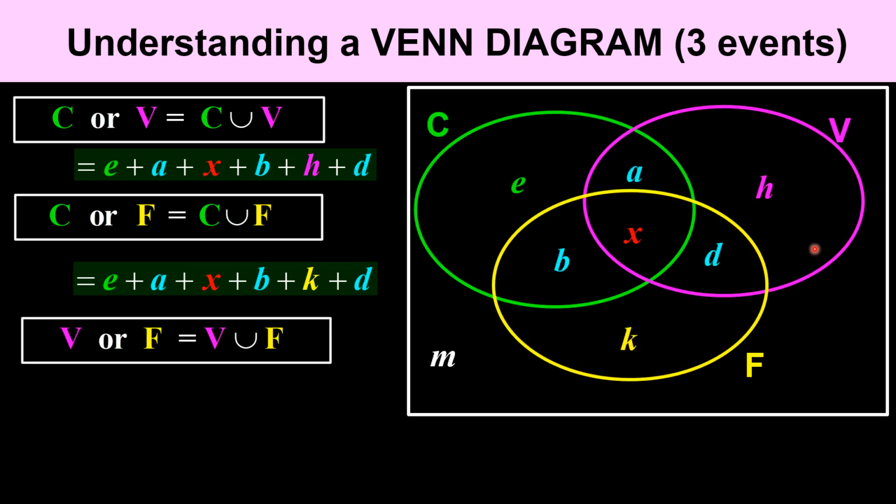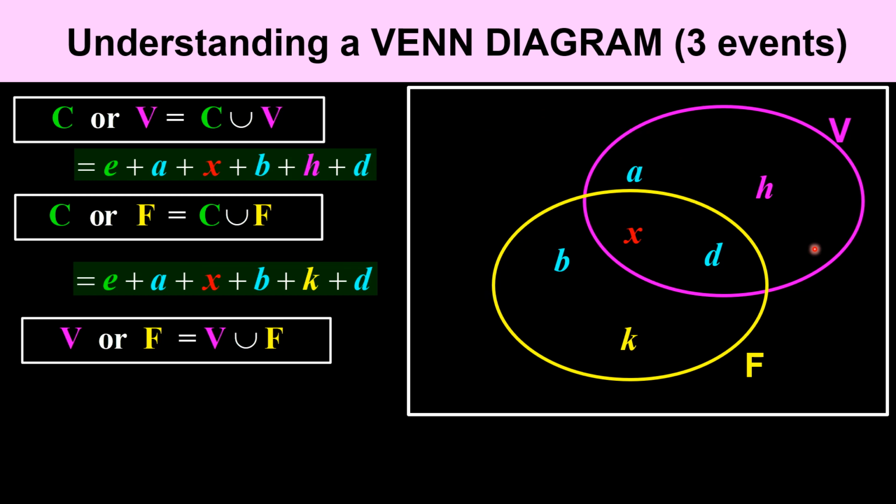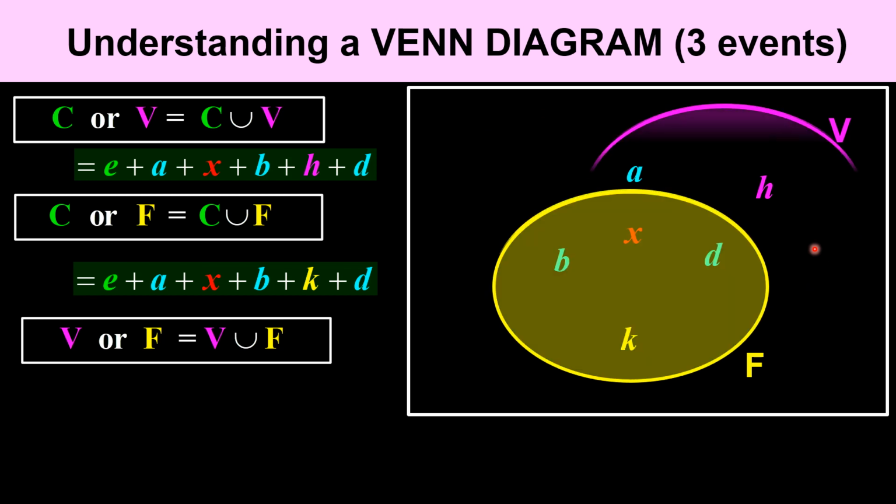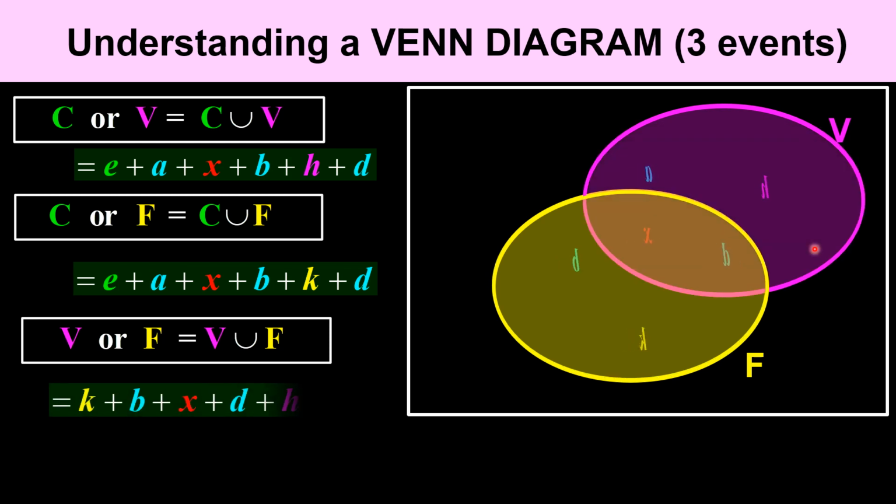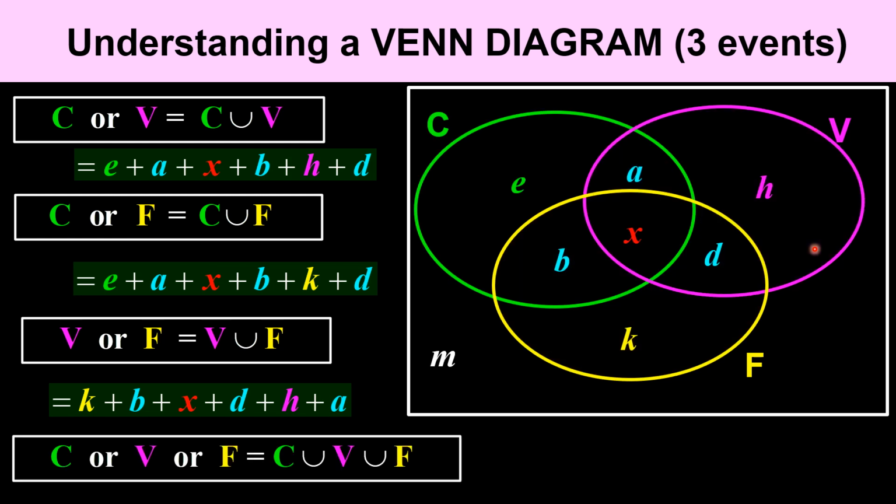Now V or F, let's see where's V or F. V or F would be those two there. So those are those 6 parts. There's the V or the F. And it's K plus B plus X plus D plus H plus A.